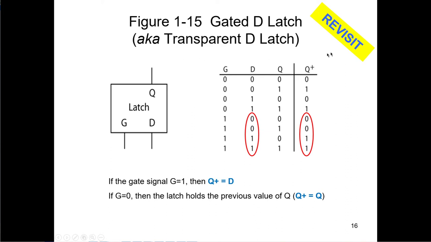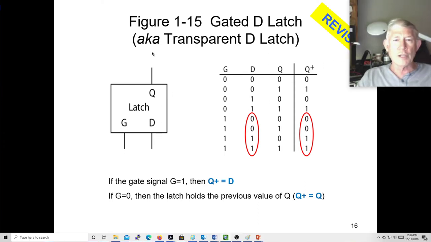We've talked about the gated D latch, where you have a gate G. This doesn't really have a clock. What it does is when the gate's open, if D changes, then Q will follow. If the gate is closed, then whatever the last value for D was, Q will hold that value. And D can change, but it won't change the output Q as long as the gate is closed. So we talk about the gate being active. In this case, it's active high. So when G is 1, Q is going to follow D.